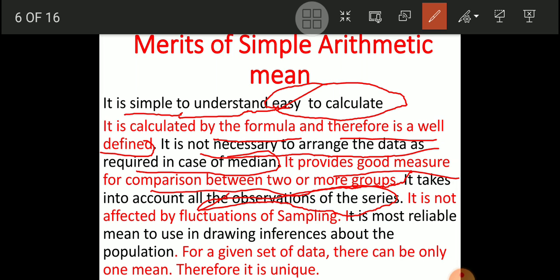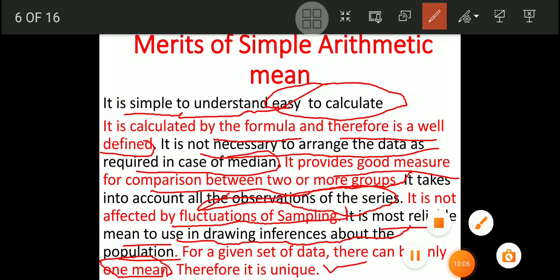It is not affected by fluctuation in the sampling, also one of the merits. It is the most reliable mean, which is used for drawing inferences about the population. For a given set of data, there can be only one mean, no more than one mean we can calculate from the given data. Therefore, it is a unique one.